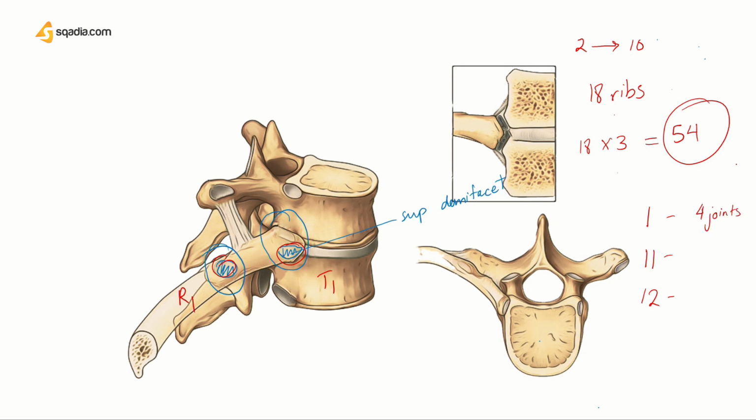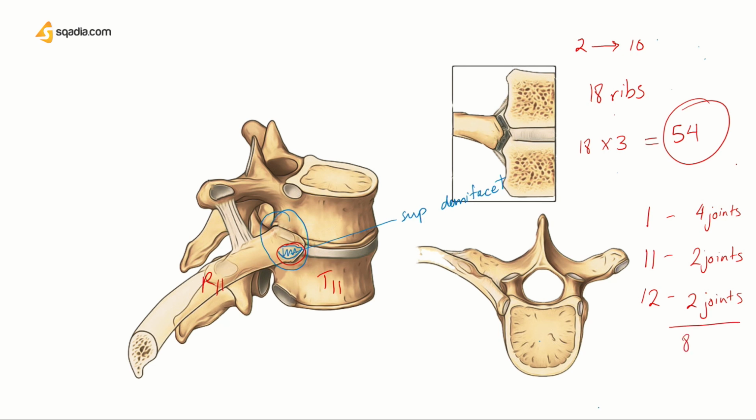And ribs 11 and 12, they do not articulate with the transverse process. So let's say this is rib 11. This would be T11. And it only articulates with the vertebra of the same number. So we have 1 on each side, 1 on the right, 1 on the left. So that's 2 joints. And same with T12 and rib 12. So we have 2 joints. How much is that in total? 4, 2, 2, that's 8.